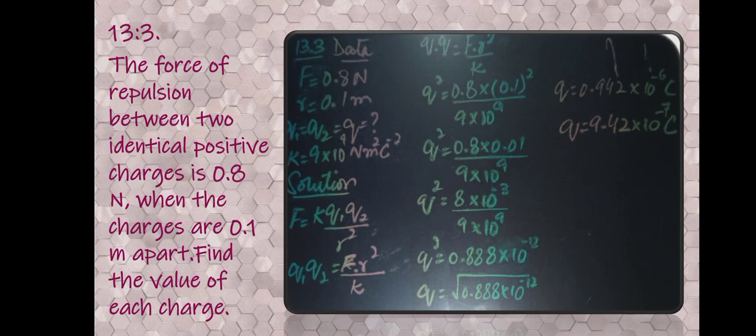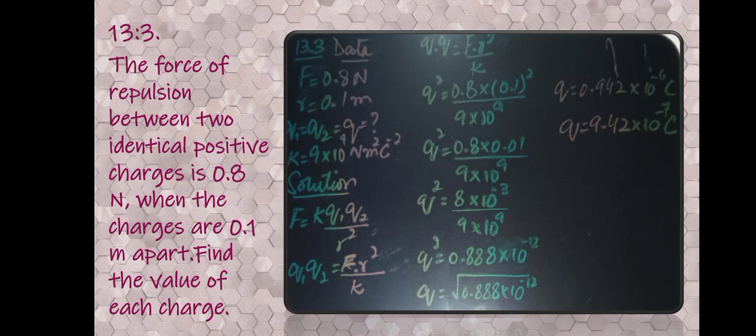Putting the values will give you Q square equals 0.888 into 10 to the power minus 12. Now you have to find the square root, because you have to find the charge on a single charge, the amount of charge on each of these charges.